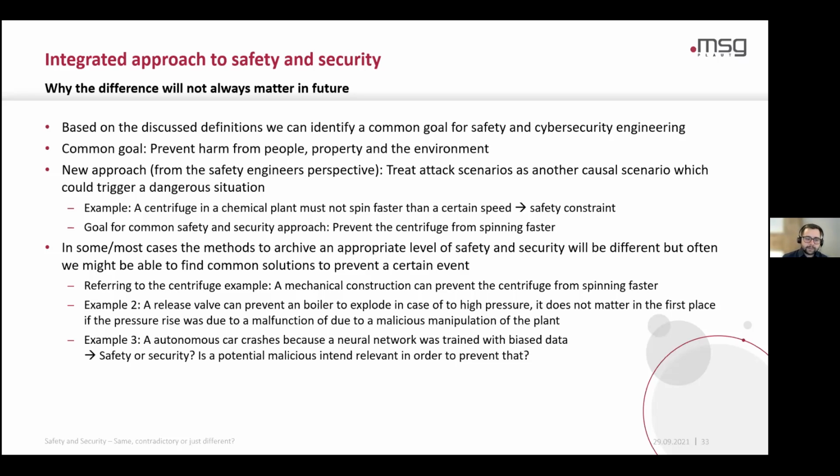A second example, when we think of a boiler and we have too much pressure, we might have a valve that can prevent overpressure. And then it would also not matter if the pressure accumulation was due to a malicious intent or due to a malfunction. So I don't want to say we don't need to consider firewalls and so on to keep intruders out. But one of the steps is simply to prevent a bad situation from happening with a valve, with a mechanical construction and so on. And this helps both safety and security.